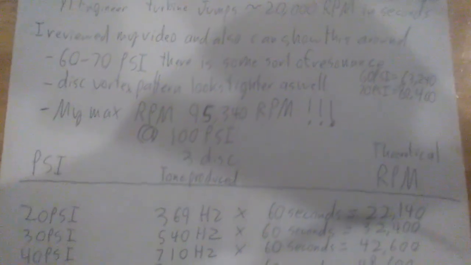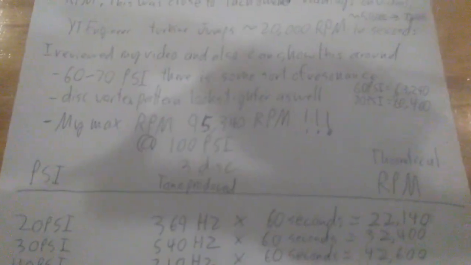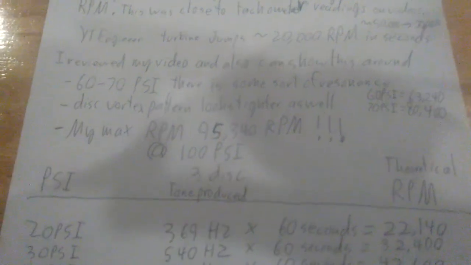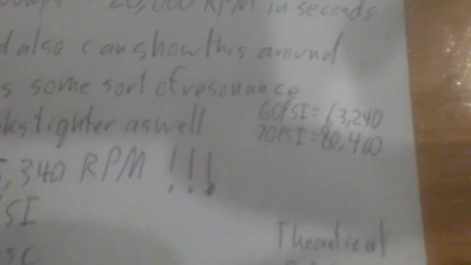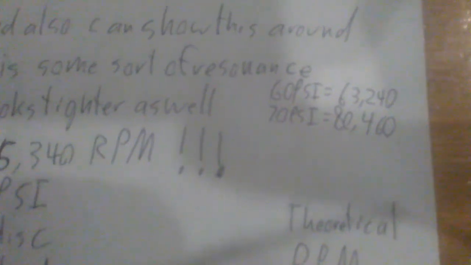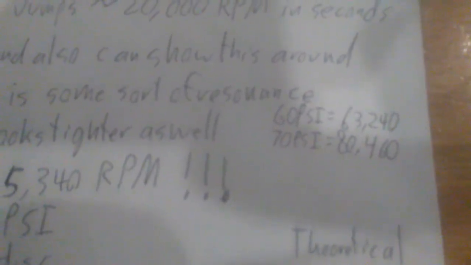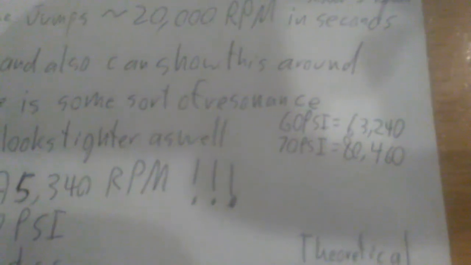The RPMs are probably a little different, but there was some type of multiplication after a certain PSI. I reviewed my video and can show this around 60 to 70 PSI. There was some sort of resonance. You could even see on the plastic covering that the vortex pattern looked a little tighter. From 60 psi to 70 psi, it went from 63,240 RPMs to 80,460. So it had a 20,000 RPM difference versus other parts on the list.